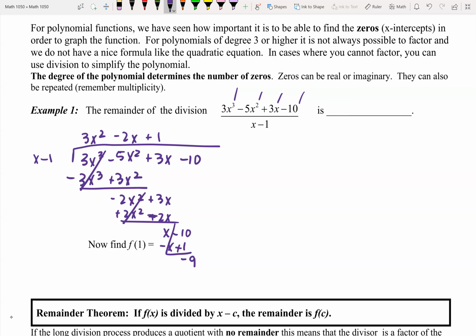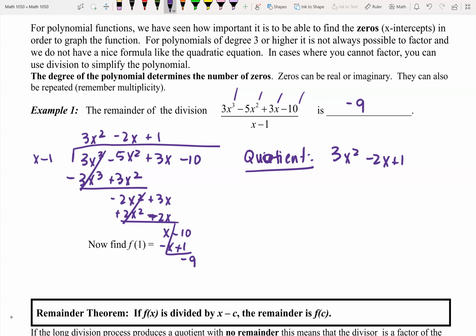So read the question. What is the remainder is what they want to know. Guys, you just write that as a negative 9. No fraction, just negative 9. Okay? The other thing that I really think they could ask you guys is what is the quotient? And we've already talked about this a couple of lessons ago. So the quotient is just the top stuff without the remainder. So the quotient is 3x to the second minus 2x plus 1. Okay, those are the two things that could happen with that problem.